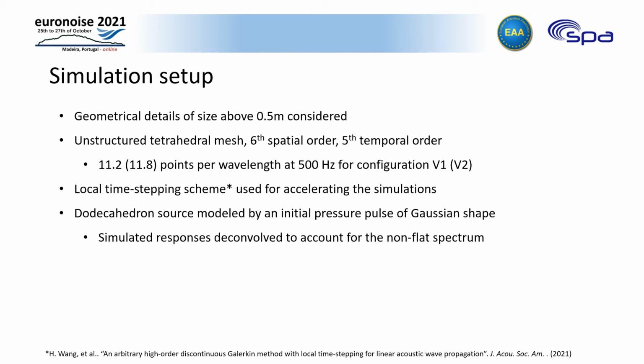In the simulation, the dodecahedral source is modeled by an initial pressure pulse of Gaussian shape. To correct the spectral characteristics of the impulse source, simulated responses are deconvolved to get the impulse response.